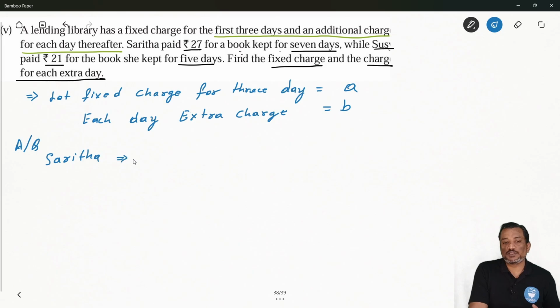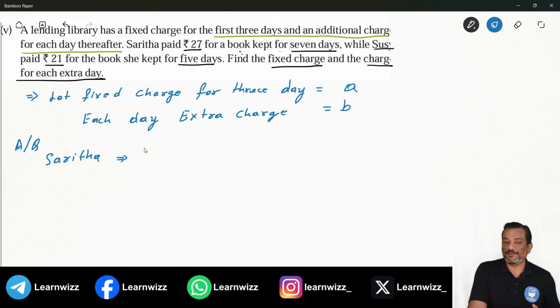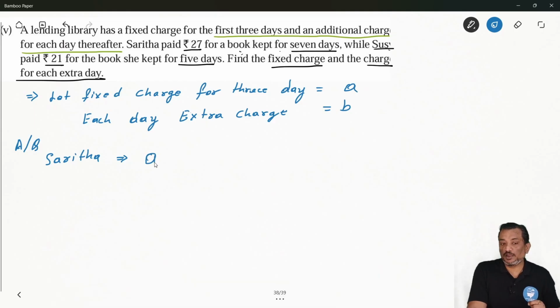Okay. So Sarita ने कितने डेज के लिए बुक लिया? 7 डेज के लिए. तो 7 डेज के लिए लिया, तो 7 डेज में तो 3 डेज तो फिक्स चार्ज हो गया, तो रिमेनिंग कितना डेज बचा? 4 डेज. सो फिक्स चार्ज हो गया A और एडिशनल चार्ज हो गया 4 times B is equal to how much? 27. Okay, so this you can take equation 1.